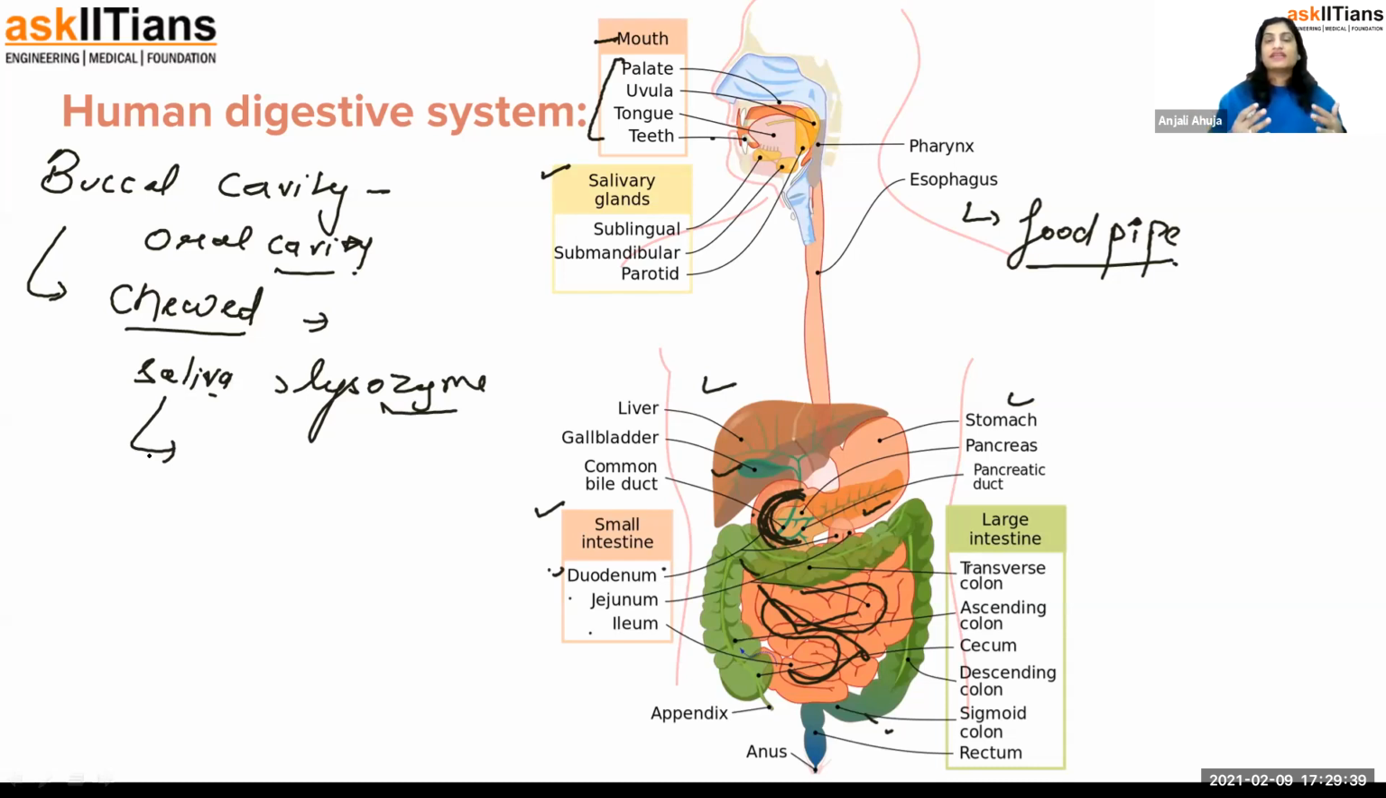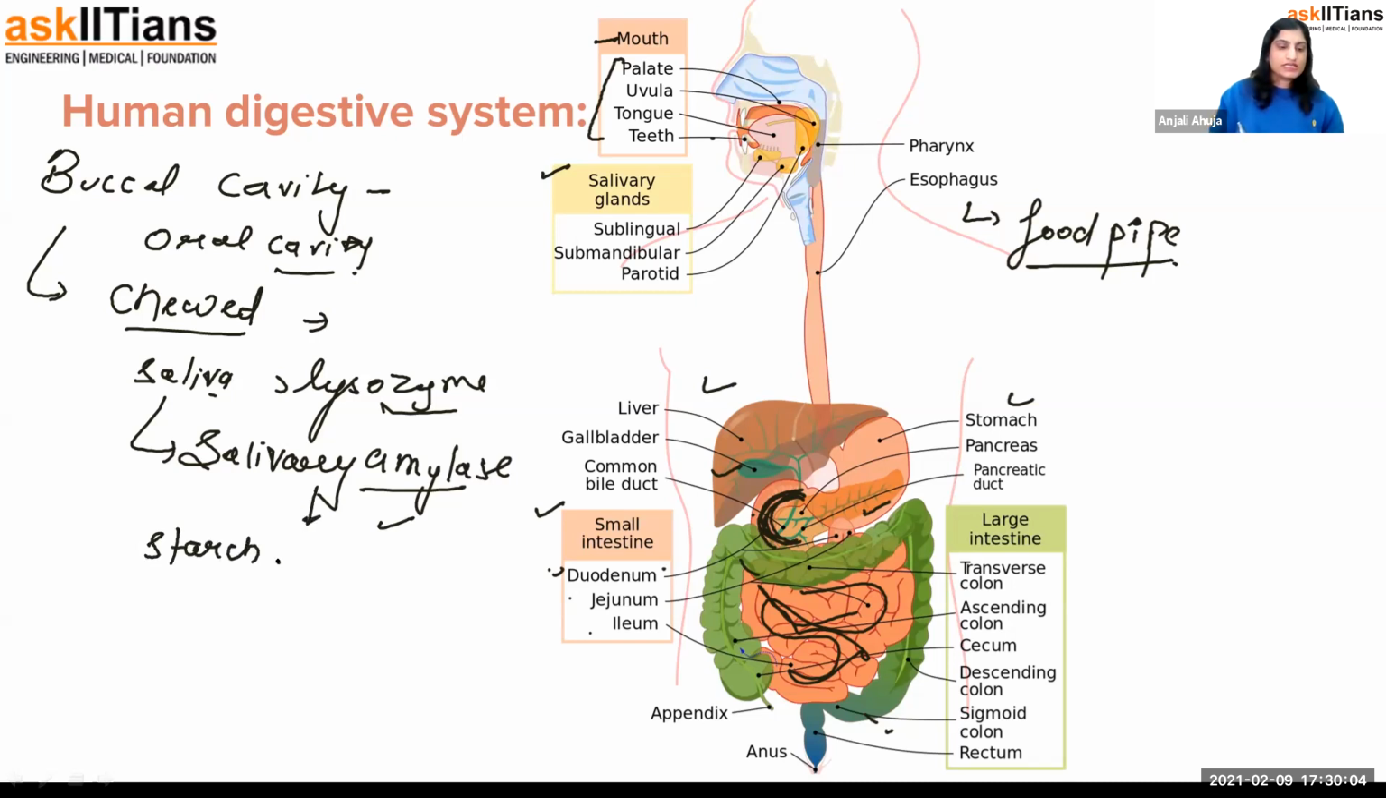Carbohydrate digestion even starts in the mouth. There is an enzyme in the saliva known as salivary amylase. Actually, this is the amylase enzyme. Depending upon where it is present, we call it salivary amylase. Pancreatic amylase means it is in the pancreas. Now, guys, wherever you see the word amylase, that means they are talking about starch. This is the enzyme that acts upon starch and degrades it into maltose.